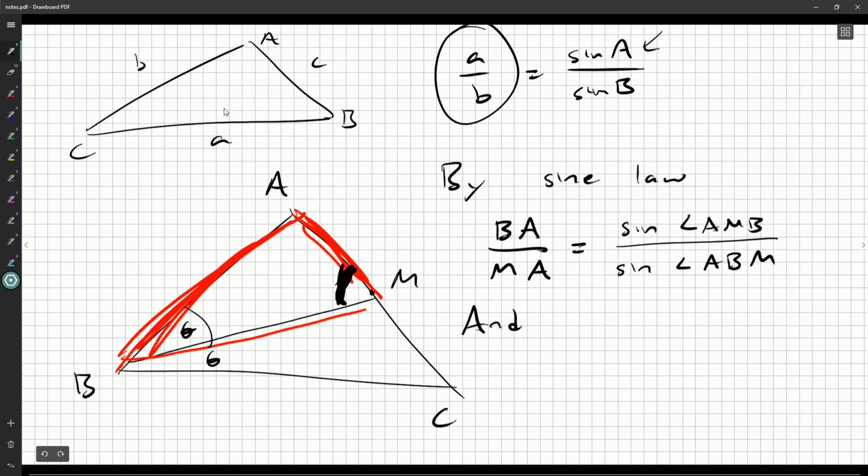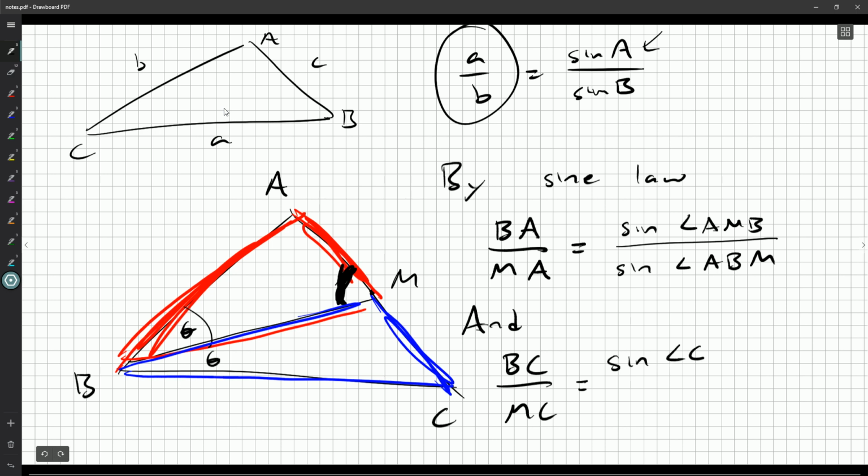What else can we do? Well, we can do the same sort of thing, but down in this triangle here. And again, what sides are we interested in? MC and BC. So I don't know if I want a particular way of doing this, but we'll say BC is to MC. I might want to flip that in a moment. We'll see. Is to sine of what's opposite BC? CMB. And sine CBM.